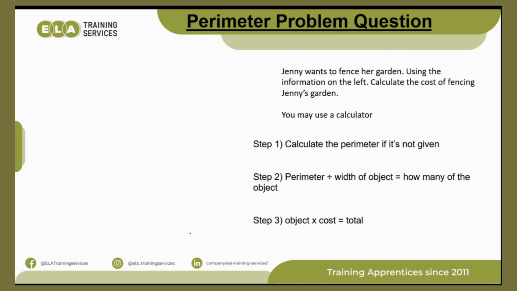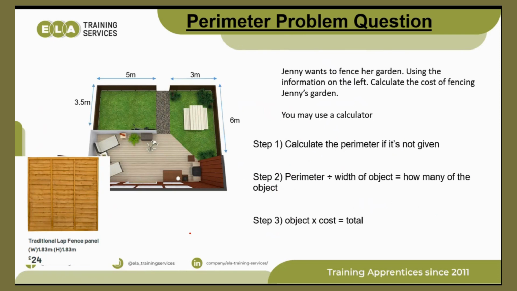Fantastic. Right, let's now have a go at this using a simple question. Jenny wants to fence her garden. Using the information on the left, calculate the cost of fencing Jenny's garden. We may use a calculator. Firstly, we need to calculate the perimeter. With this question, it isn't given, so we're going to have to work it out. We're going to add all our sides, 3.5, add 5, add 3, add 6. The reason we're not doing these sides is because she's not fencing that. That's her living room, there's a wall there, whereas she's only fencing these parts of her garden. So we add all those together and we get 17.5 metres.